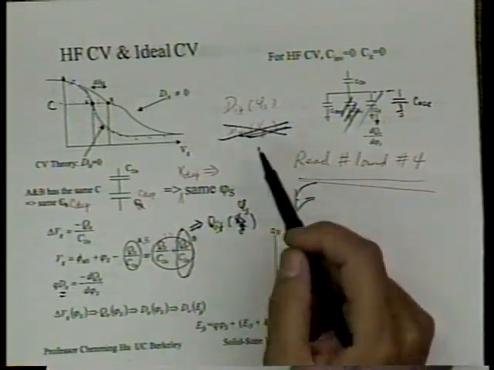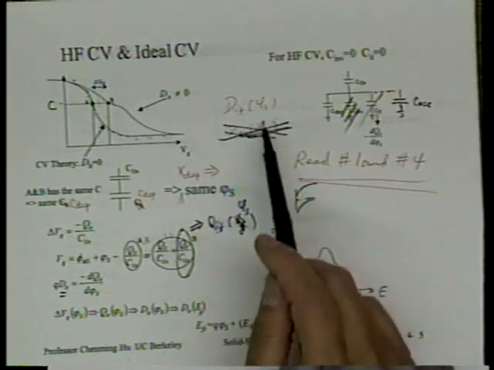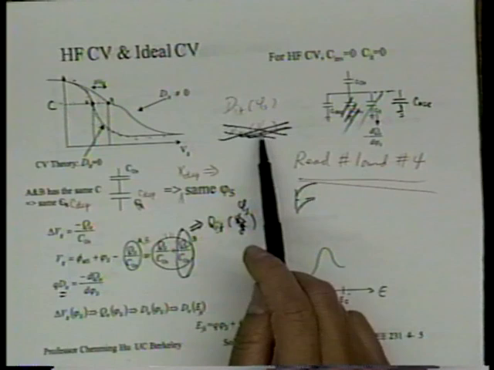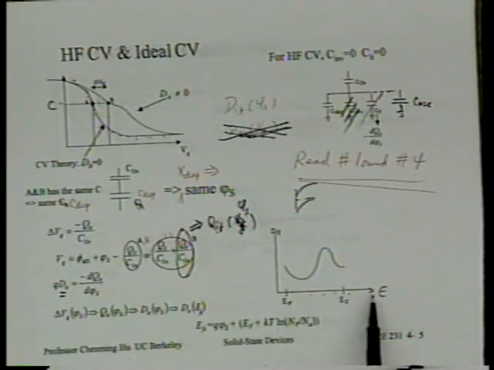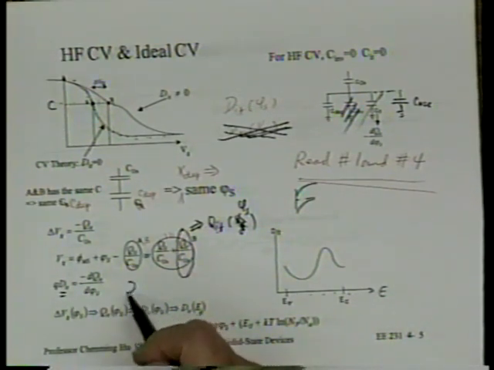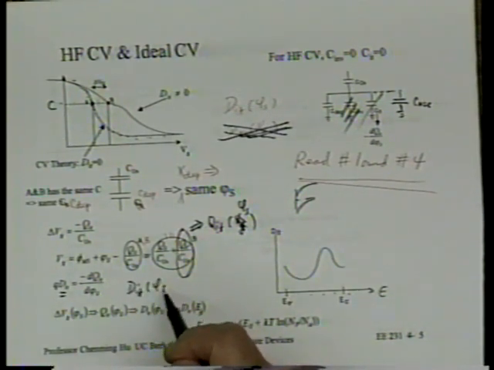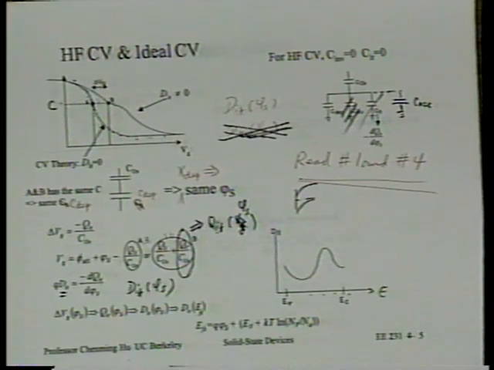Okay? I beg your pardon. I was wrong earlier when I said we want DIT as a function of VG. We don't need that. All we want to know is DIT versus E, and this quantity DIT as a function of phi S will give us that exactly. Okay? Now to recap, we first get delta VG as a function of phi S. That tells us QIT as a function of phi S, because delta VG is related to QIT through Cox.